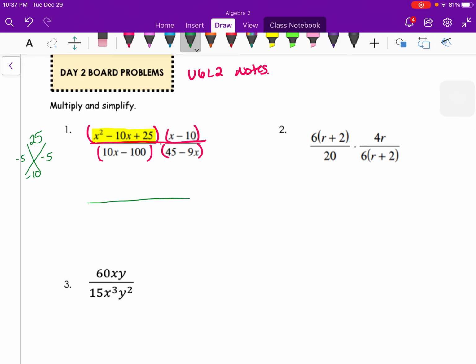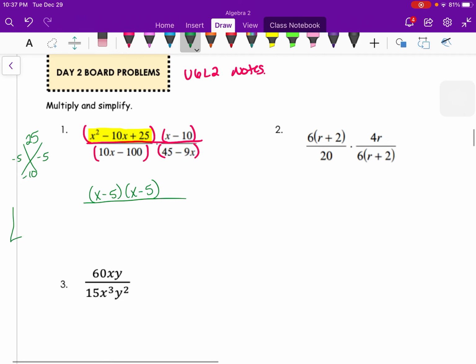So that piece right there, I'm going to rewrite as x minus 5 times x minus 5. If I multiplied that back out, I'd get x squared minus 10x plus 25. Remember, you could use the box. You'd have the x squared, the positive 25, and then the negative 5x and the negative 5x. And you could get the x minus 5 times x minus 5 using that method.